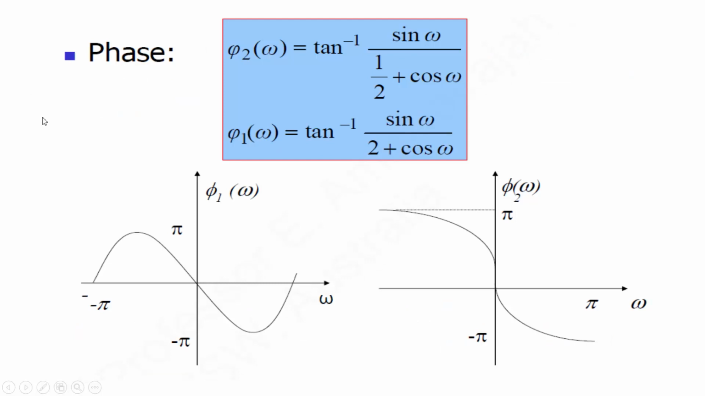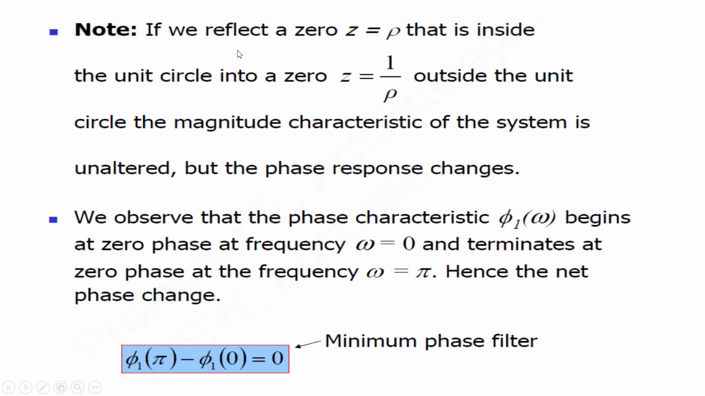But as far as the phase part is concerned, the phase will not be the same. So we plot phi 1 omega, the phase looks like this from minus pi to pi. Whereas in the case of phi 2 omega, the phase looks like this. So let's try to understand what is there in the note. If we reflect a zero, z equal to rho, that is inside the unit circle, into a zero z equal to 1 over rho, as we did in our present system, that is a zero outside the unit circle, the magnitude characteristic of the system is unaltered, but the phase response changes.